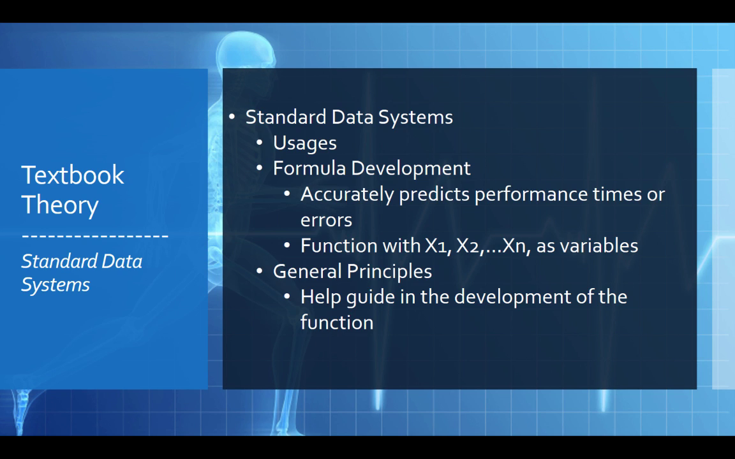And then formula development. Here we have to develop a formula that accurately predicts performance times or also errors. This formula will be a function with x1, x2, as many variables as needed. And these variables are going to differ for each product that is going to be modeled. Typically, variables include dimensions, surface finishes, number of corners, and the bending of the angle, for example.